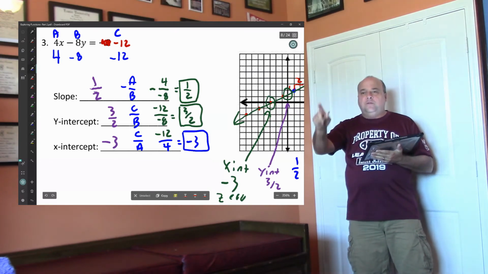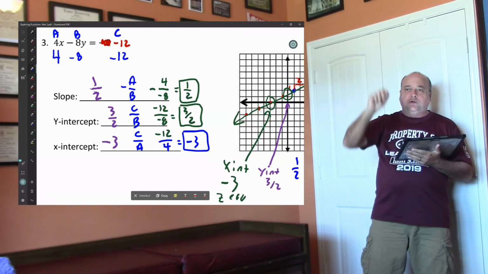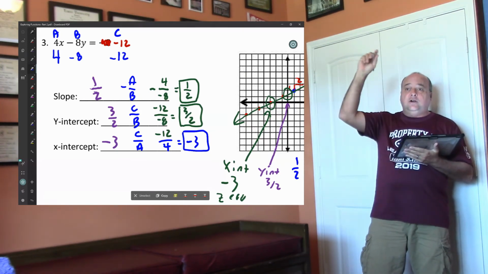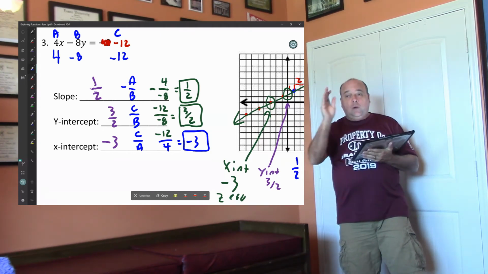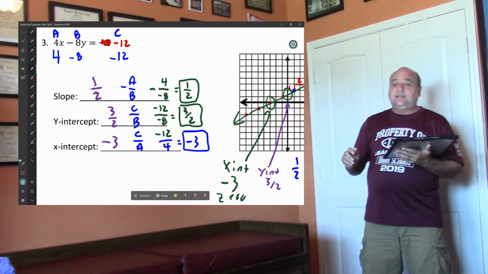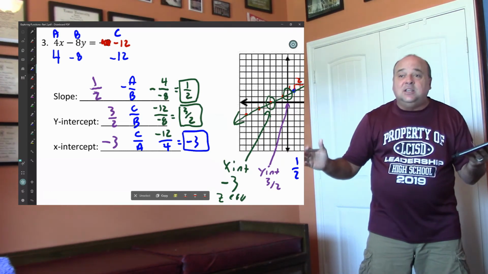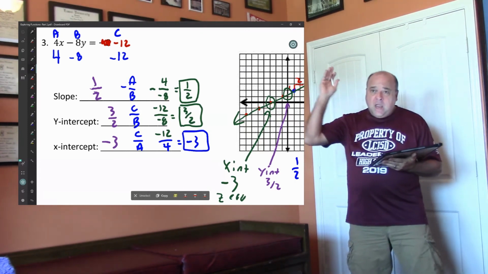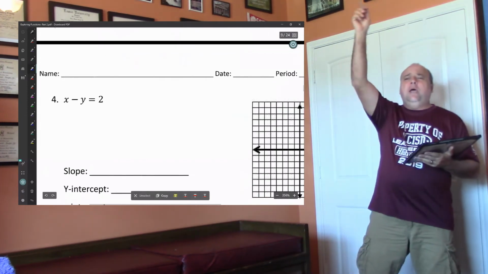So with standard form, I can get all three important numbers. You need to be able to identify the slope, the x-intercept, and the y-intercept, given an equation or a graph, okay? We have just learned how to do that with standard form. Make sure you're writing this down. You haven't seen this before, so this will take some repetition. Now let's go to the next problem. Turn the page!